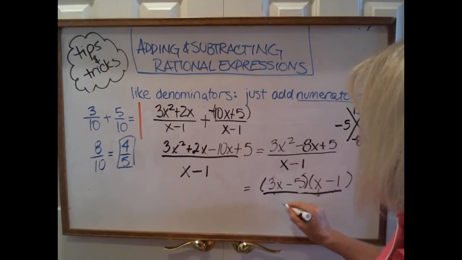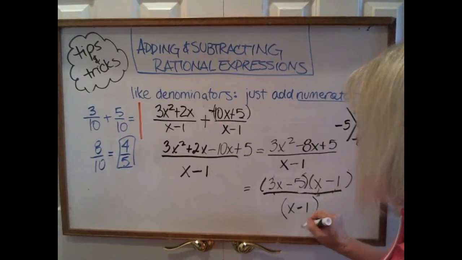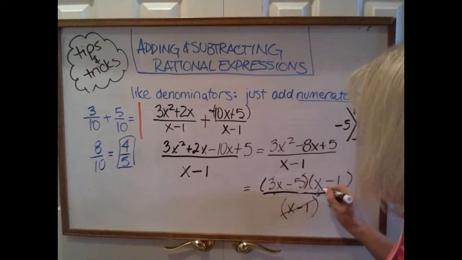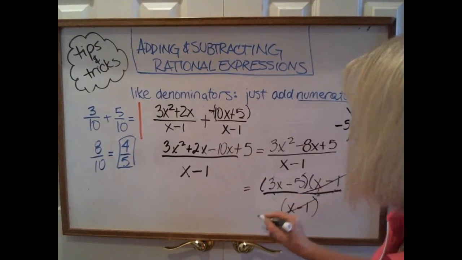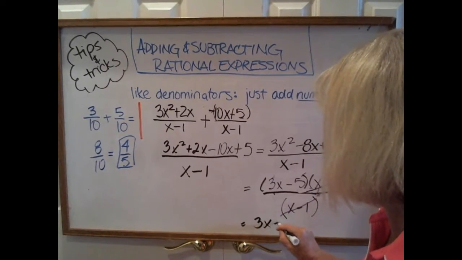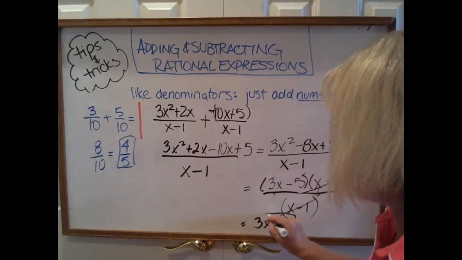But now that we have this factored, we see that the x minus 1 and x minus 1 are in common. So we can cancel those out. And so our final answer is just going to be 3x minus 5.